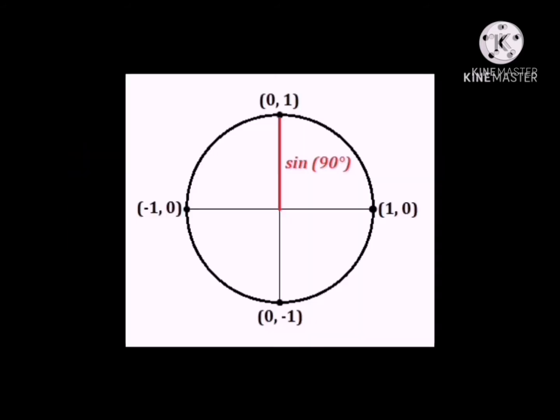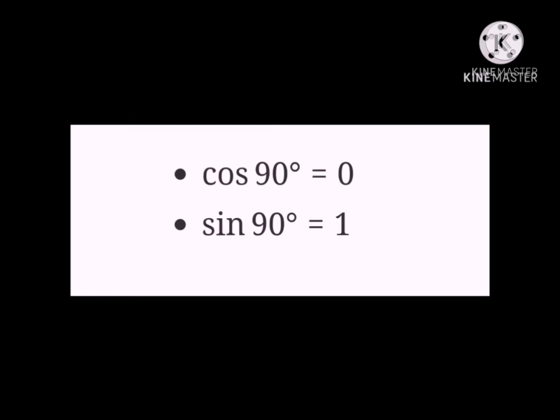What if the angle is 90 degrees and makes a perfectly vertical line along the y-axis? Here, we can see that the x-coordinate equals 0 and the y-coordinate equals 1. This gives us the following values for sine and cosine. Cos 90 degrees is equal to 0 and sine 90 degrees is equal to 1.